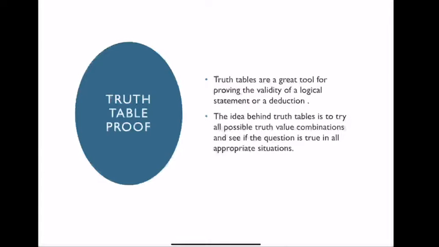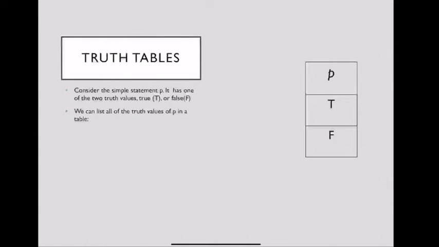So truth tables are a tool that we use to prove the logical validity of a statement. The idea behind truth tables is to try all possible combinations of true and false values that a statement could have, to see if the statement is true in all of the appropriate situations.